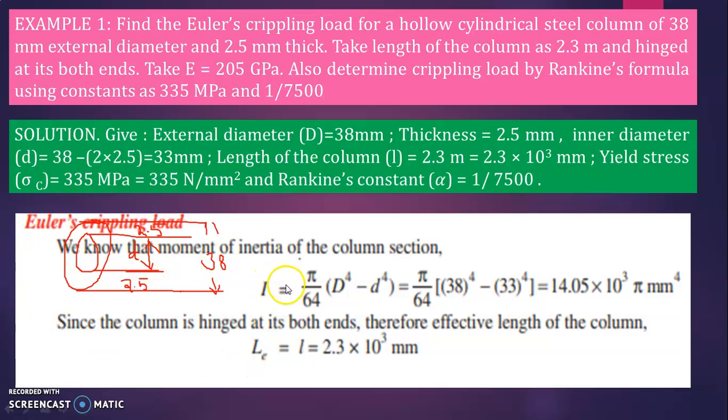Okay, now we have calculated I. Then we can use the formula. It is given that the column is hinged at both ends. So what is the effective length of the column? That is equal to L only. Both ends are hinged, so L effective is equal to L, that is 2.3 meter or 2.3 into 10 raised to 3 millimeters.